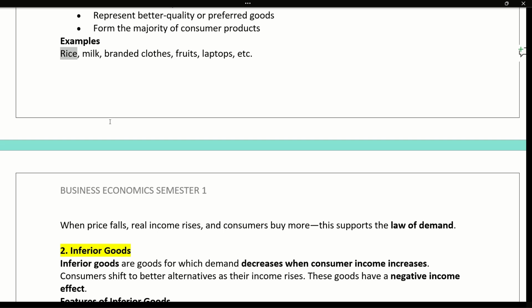Rice, milk, branded clothes, fruits, laptops, etc. When price falls, real income rises, and consumers buy more. This supports the law of demand.